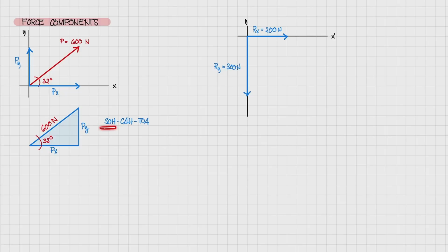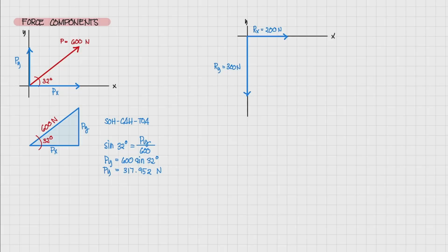In this case, pipiliin natin sine, kasi we're interested with sine 32 degrees, opposite, which is Py, over hypotenuse. Let's write it down. So, we have sine 32 degrees is equal to opposite, Py, over hypotenuse, which is 600 newtons. So, rewriting this, our Py would now be equal to 600 times sine 32 degrees, and that will be equal to 317.952 newtons.